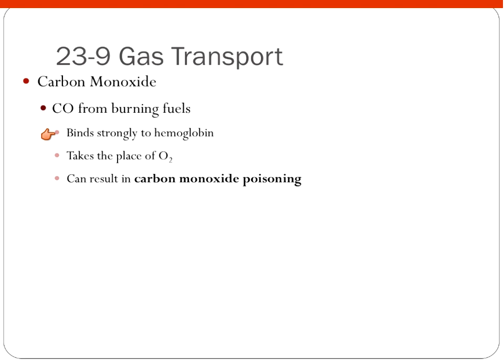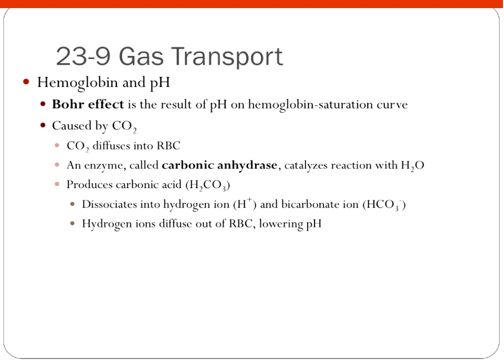Carbon monoxide poisoning. Carbon monoxide has a much stronger affinity for hemoglobin than oxygen does, and the reason it's poisonous and can kill you is because it takes the place of oxygen. So instead of oxygen being transported to your cells, if you are in an environment where carbon monoxide is being released, you're literally suffocating your cells, because instead of carrying oxygen to the cells, you're carrying carbon monoxide, and that results in carbon monoxide poisoning.